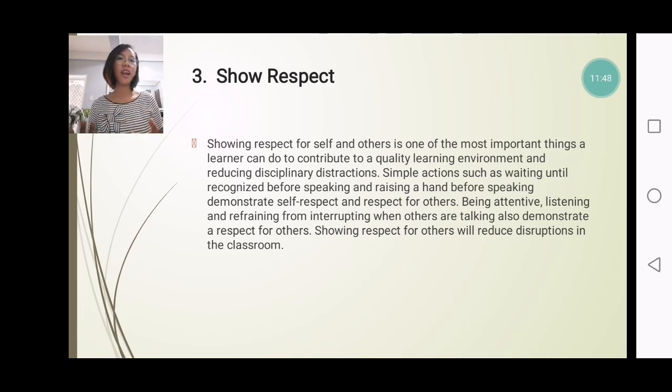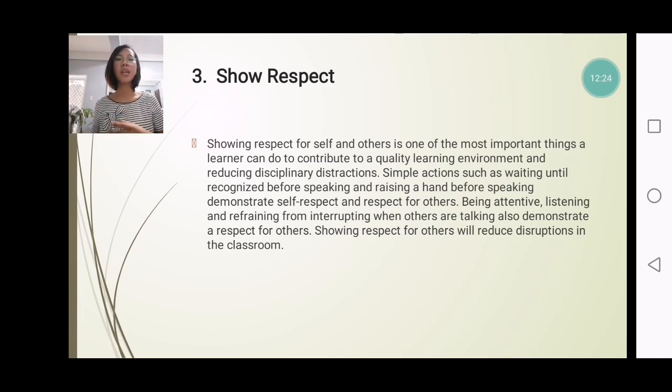Simple actions would manifest what respect is. It could be waiting until you are recognized to speak, because someone is yet delivering his or her point or thought in class, and then you raise your hand before speaking. That actually demonstrates self-respect and respect for others. You just don't stand and blab whatever your thoughts are. If someone is still in the process of wrapping up or finishing his or her point, definitely that's disrespectful.